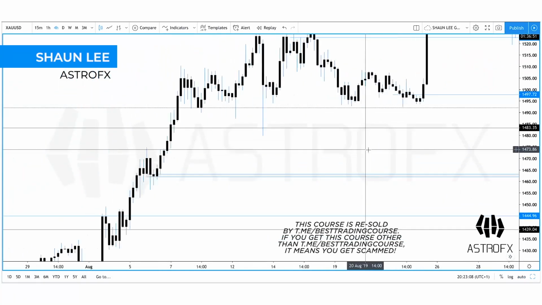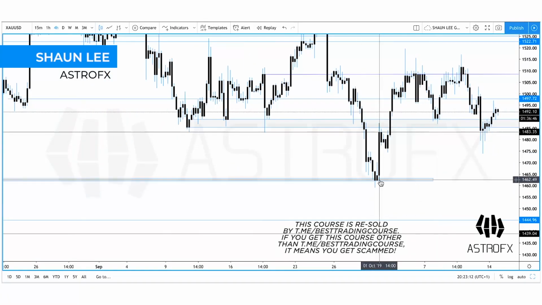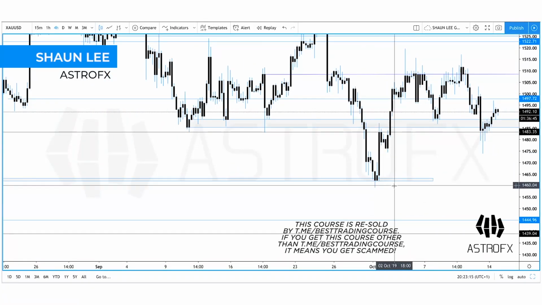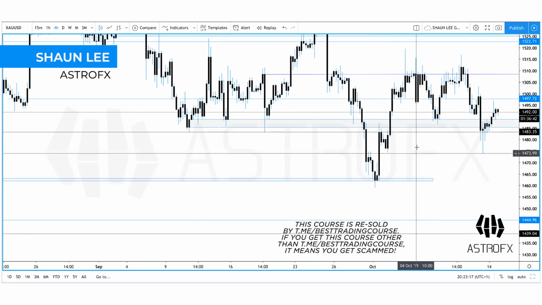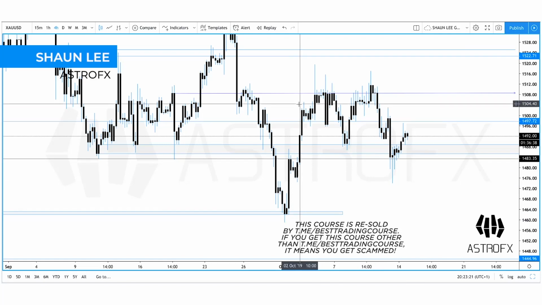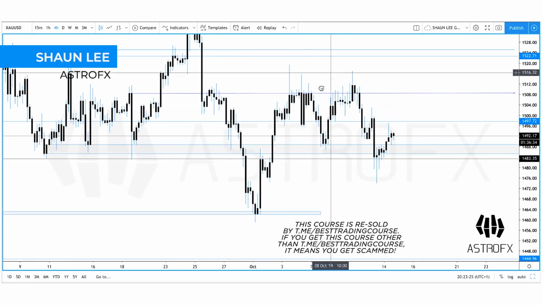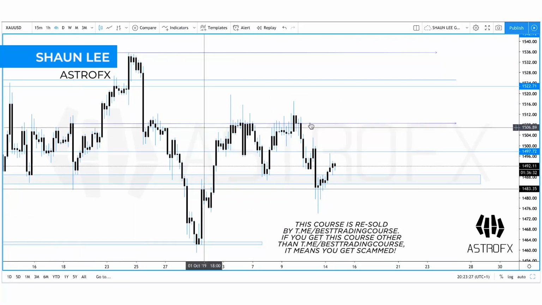So I'm using that area again just to see why and where this came through. It's also 1460, a nice psychological area there, bounced back up. Now, once we did get the rally to the upside, the 4 hourly from over here, look how it's reacted.